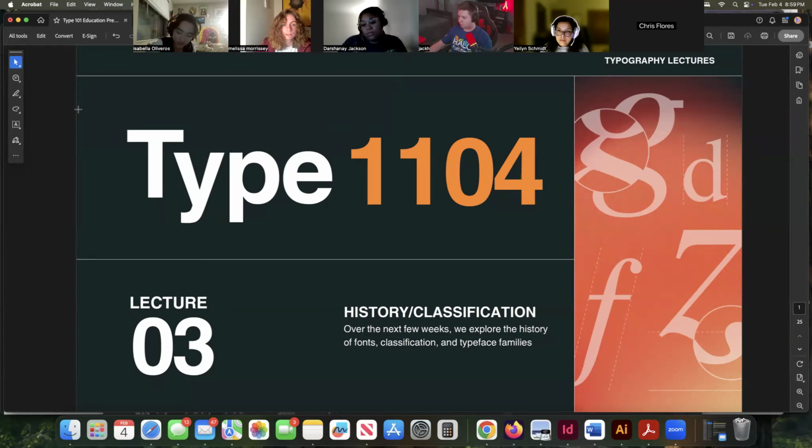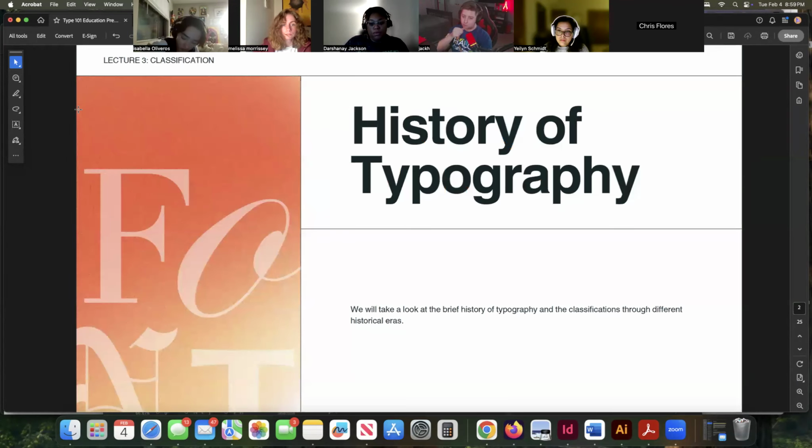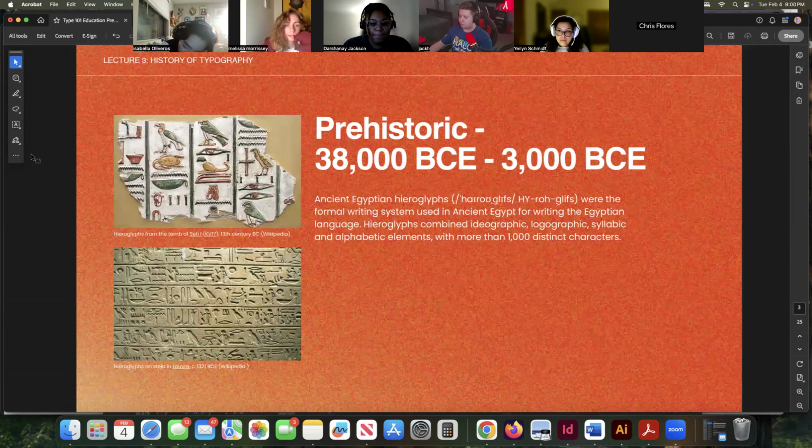Oh, it worked. Okay, history of typography. We're going to take a look at the brief history of typography and the classifications through different historical eras. Of course, we all know about the prehistoric and the ancient Egyptian hieroglyphs. Formal writing started way before that.